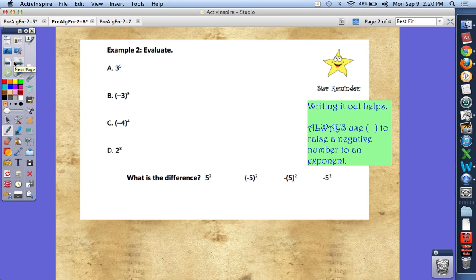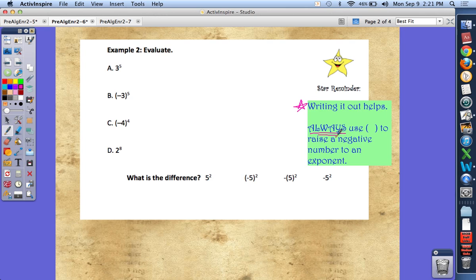I want to make sure you're comfortable evaluating exponents. Remember, when you evaluate, it might help you to write it out, and this is your only work that you can show. So it's a good idea to write out what you're multiplying. Also, it's very important that anytime you have a negative number, you always use parentheses, okay? I just always use parentheses no matter what, anytime I substitute. But always use parentheses to raise a negative number to an exponent.